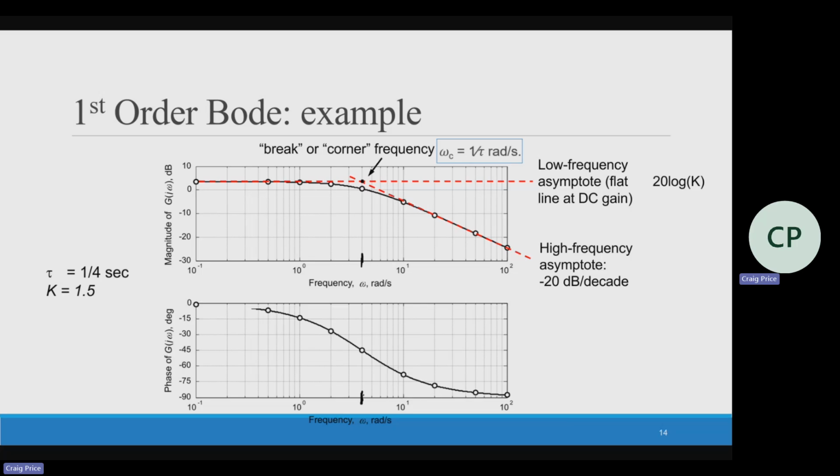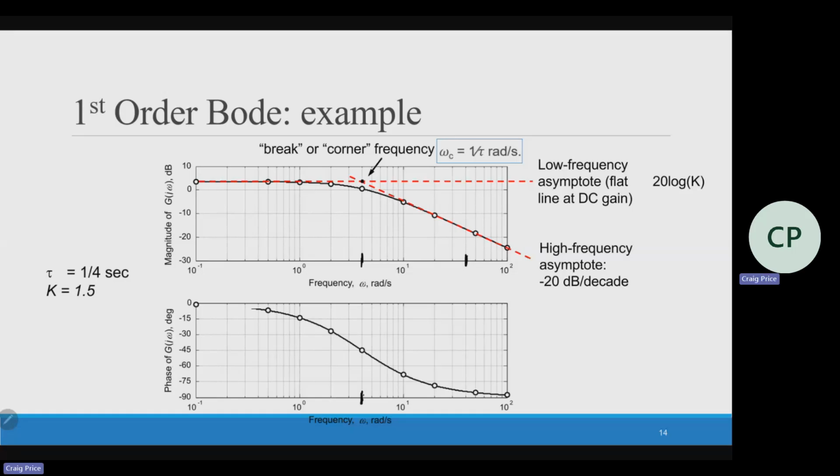And so we can see that when we plot all those different points, 4 is the point where these two lines meet. This is my 20 log K, which is 1.5. This has a slope of negative 20 decibels per decade. So from 4 to 40, we drop 20 decibels.